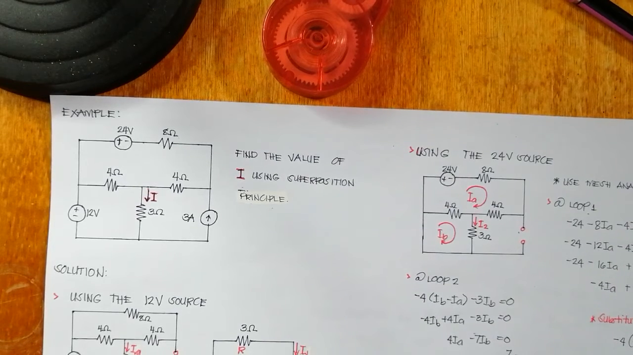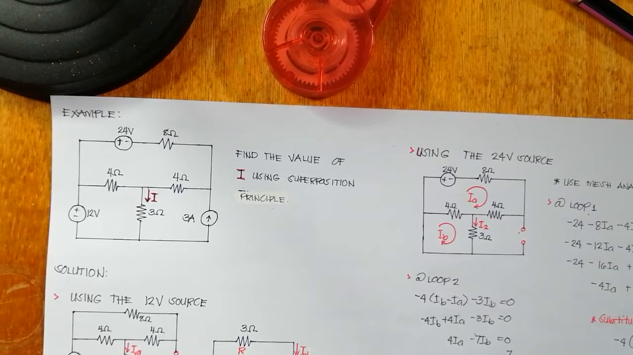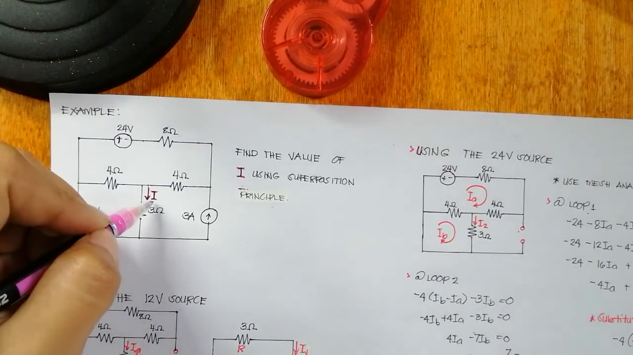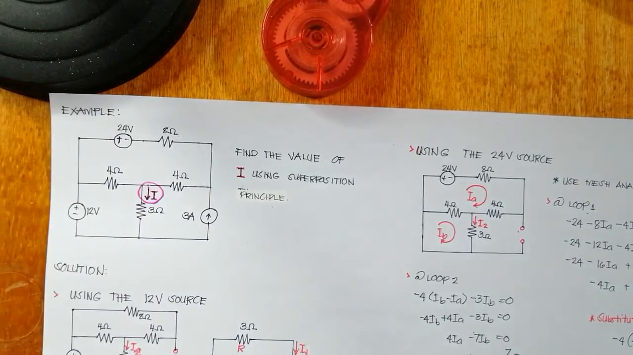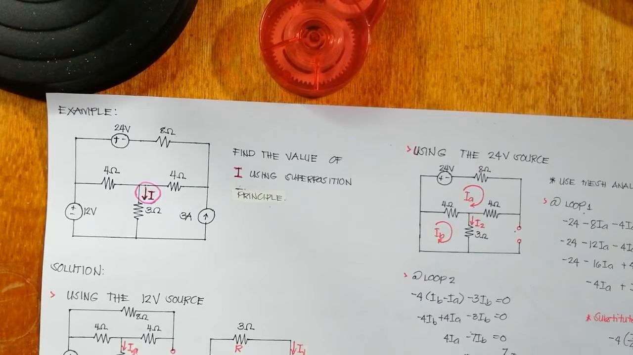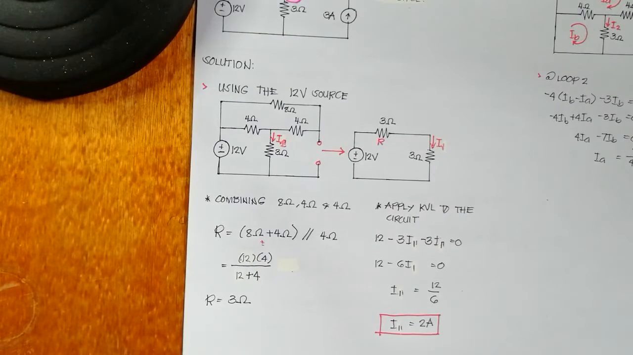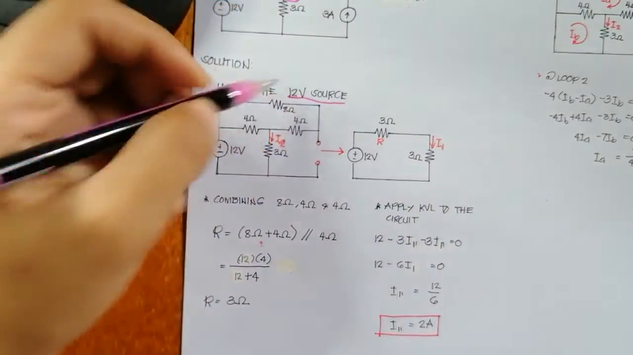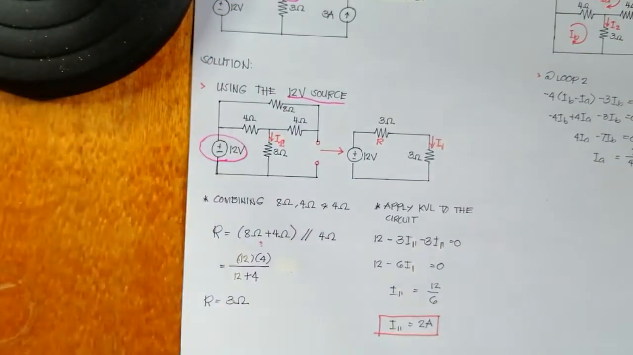Let's have an example of applying the superposition theorem in analyzing a circuit. We have here a circuit and we need to find the value of I. Since there are three sources, we need to find three values of I. First, we need to solve for the value of I using the 12-volt source.